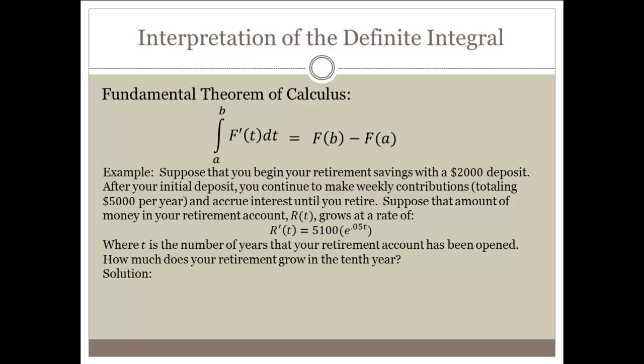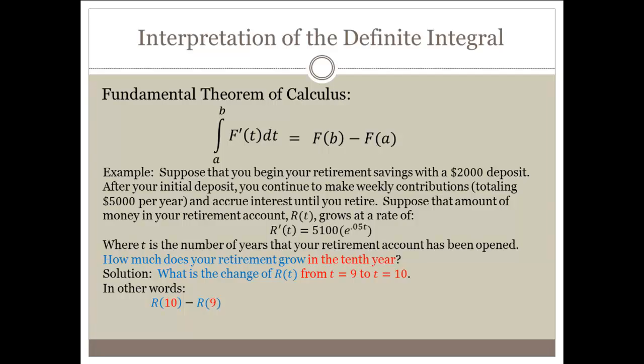To answer this, we want to change our question to be in terms of our functions. The term, how much does your retirement grow, is asking what is the change of R(t). And in the 10th year means from t equals 9 to t equals 10. So what we want to find is the change of R(t) from t equals 9 to t equals 10. In other words, what is R(10) minus R(9)?